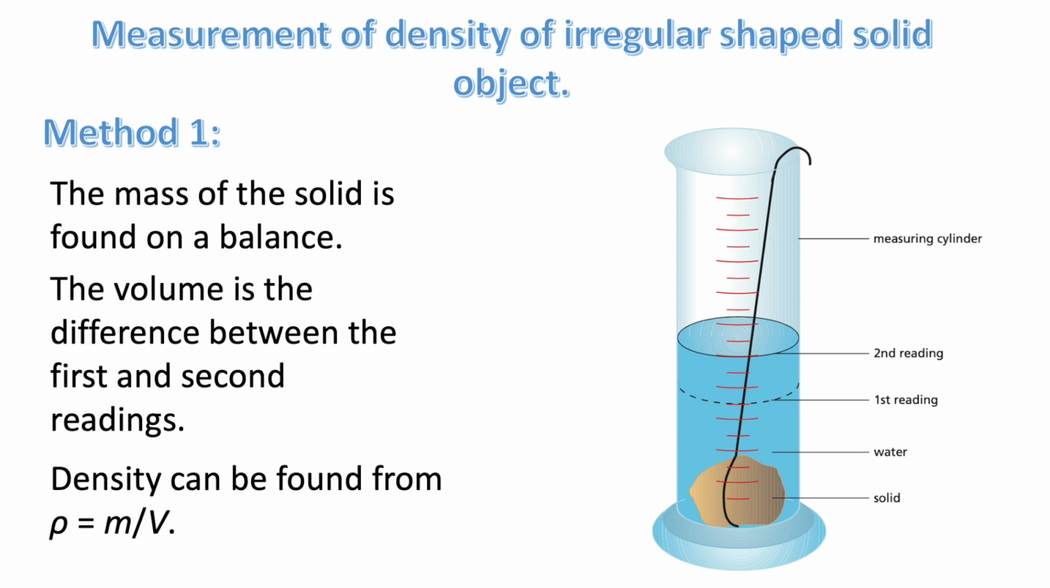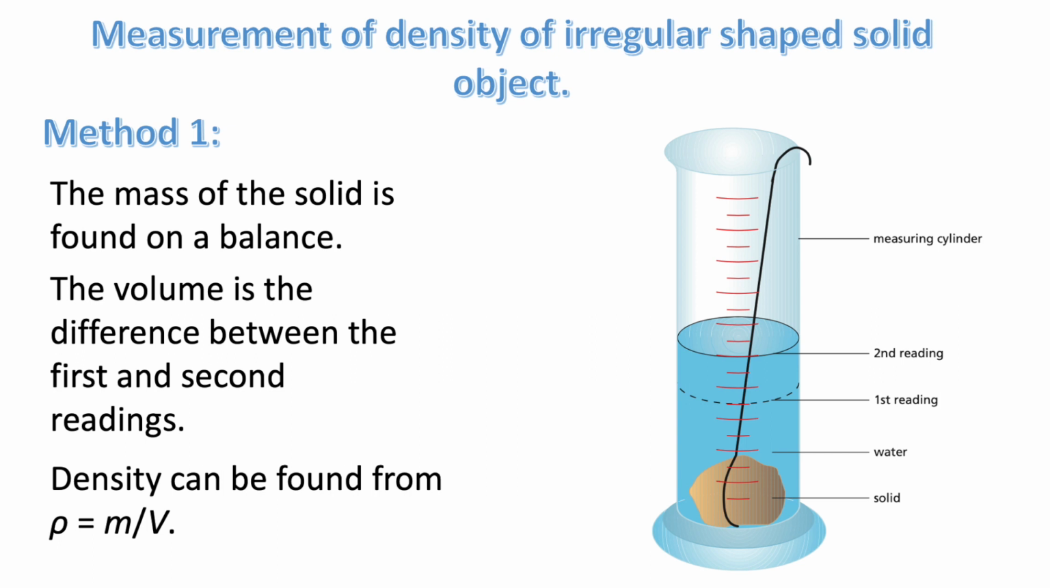Measurement of density of irregular shaped solid object. If we have a regular shaped solid object, it is very easy to find out its volume. For example, for a cube it is length cubed. Or if it is a metallic sphere, then 4/3 pi r cubed is the volume. But sometimes we have to find out the density of irregular shaped solid objects. Of course, it is very small and it is sinking in water. Then how to find out the density? The mass of the solid is found on a balance.